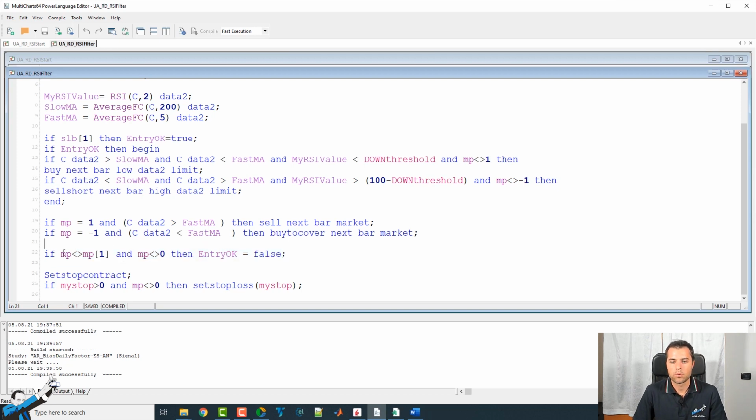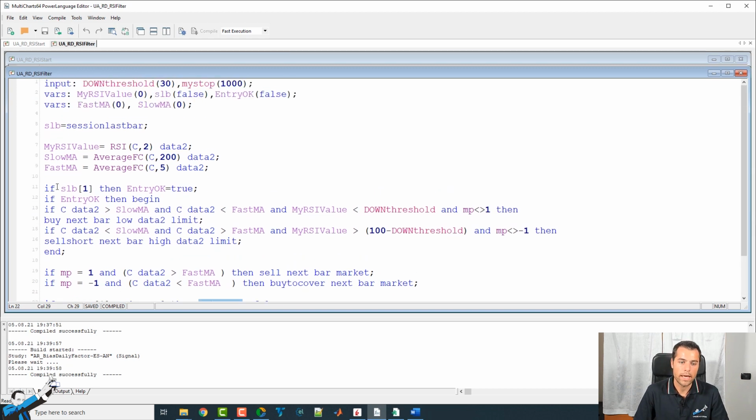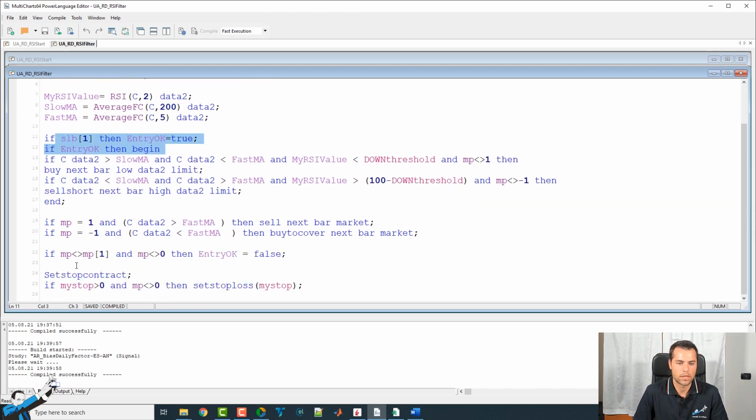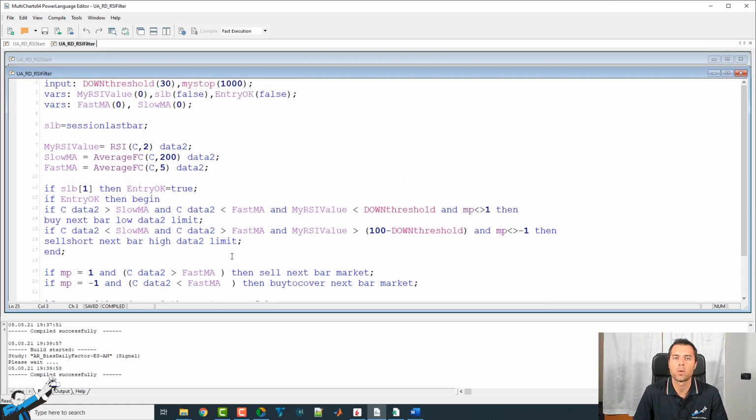This condition lets us enter the market only once per session. So if the market position has actually changed, that is, if an entry was made at this point, entry OK will be equal to false and will only become true again at the beginning of a new session. After that, we will specify the stop loss, and as said, the stop loss is equal to $1,000.